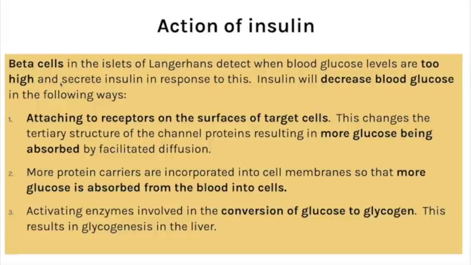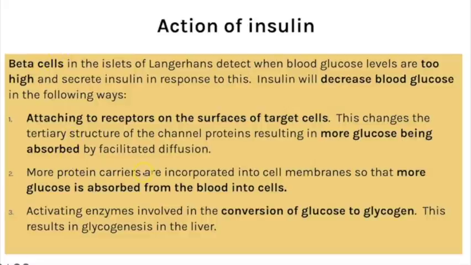Firstly, the action of insulin. Now, there's three things that insulin does to reduce the blood glucose levels. First of all, it can attach to receptors on the surface of target cells, so muscle cells and the liver. This changes the tertiary structure of channel proteins within that membrane on the target cell, which means that more glucose is absorbed into the cell by facilitated diffusion. And in that way, the glucose has been removed from the blood and it's now in the cells.